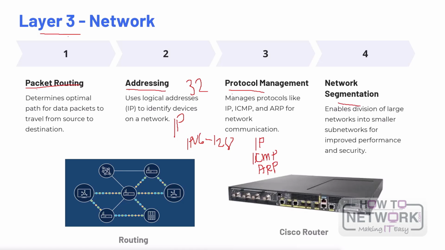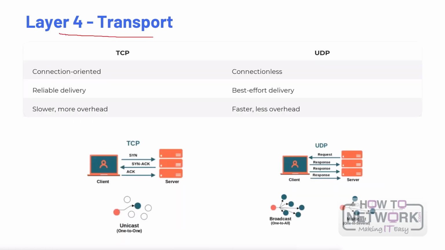The fourth concept is network segmentation. The network layer enables network segmentation, dividing a large network into smaller subnetworks. This improves performance, security, and manageability. Routers, devices operating at the network layer, act as a gateway between subnetworks, controlling data flow and enforcing security policies. Network segmentation allows for efficient resource allocation, reduces broadcast traffic, and isolates different parts of the network, enhancing security and stability.